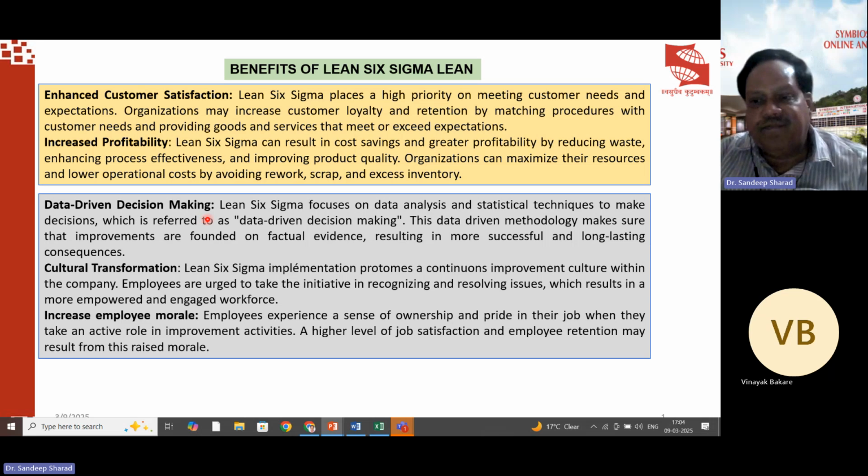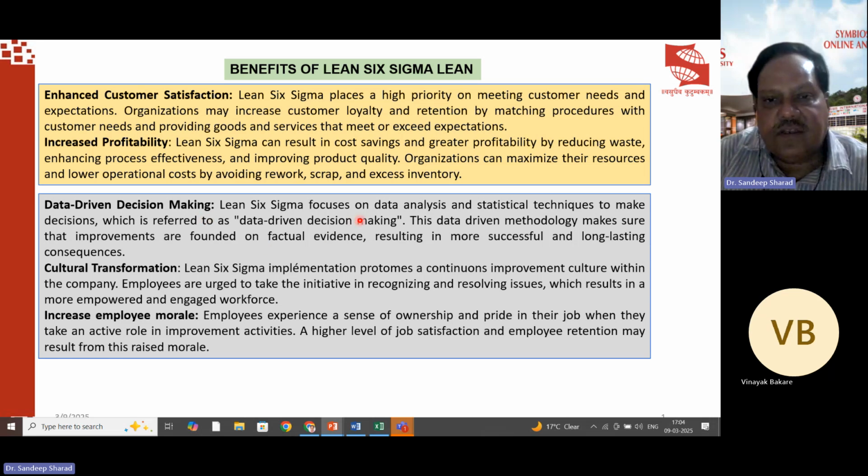Data-driven decision making: Lean Six Sigma focuses on data analysis and statistical techniques to make decisions, which is referred to as data-driven decision making. These methodologies make sure that improvements are founded on factual evidence, resulting in more successful and long-lasting consequences.